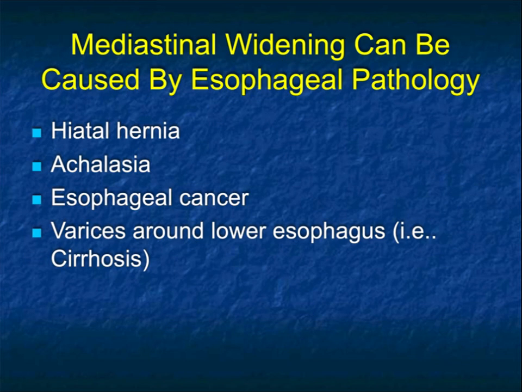Now, I showed you the case of fibrosing mediastinitis and how it affected the esophagus. Esophageal pathology is something you always think about when you're looking at the mediastinum, whether it's a large hiatal hernia, whether it's achalasia, perhaps esophageal cancer with obstruction, but also varices around the lower esophagus, particularly in patients with cirrhosis.